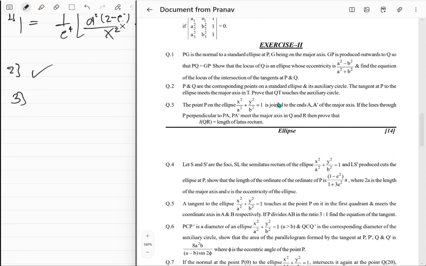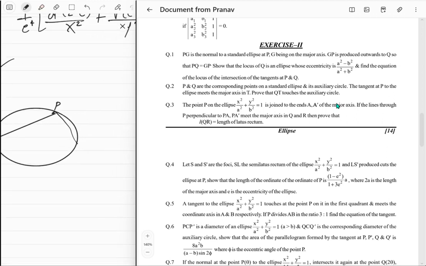Third, the point P on the ellipse is joined to the ends A and A dash of the major axis. Just draw it out actually. So point P, this is A dash, right? If the lines through P perpendicular to PA and PA dash, okay, so like this, fine. They meet the major axis in Q and R, then prove that the length of QR is the length of the latus rectum.